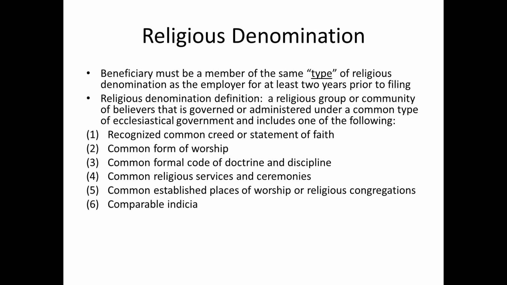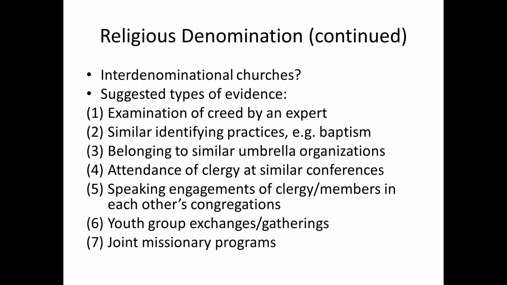Religious denomination is defined as follows. It used to be a lot tighter. Now it seems to be a lot more generous. So let's see what it says. A religious group or community of believers that is governed or administered under a common type of ecclesiastical government, and includes one of the following: a recognized common creed or statement of faith, a common form of worship, a common formal code of doctrine and discipline, common religious services and ceremonies, a common established place of worship or religious congregations, comparable indicia, or any other thing. So as long as there's a common ecclesiastical government, then just about anything else that's similar will qualify. Two churches, two organizations in the same denomination. So it's very, very broad.